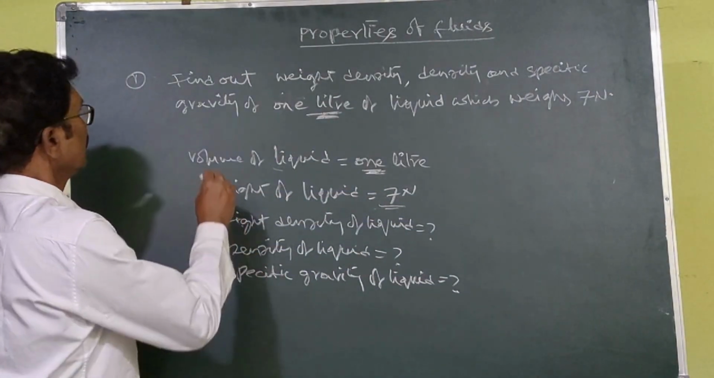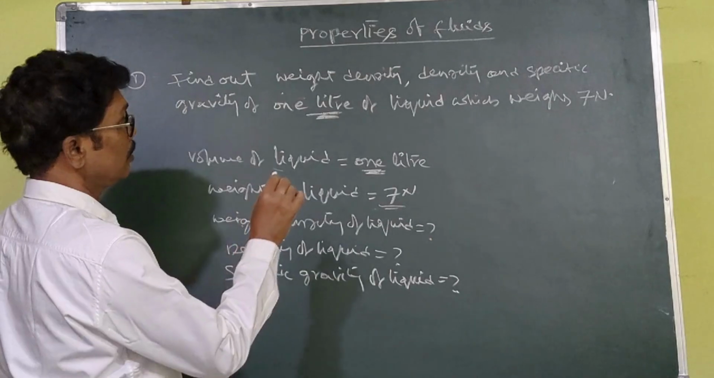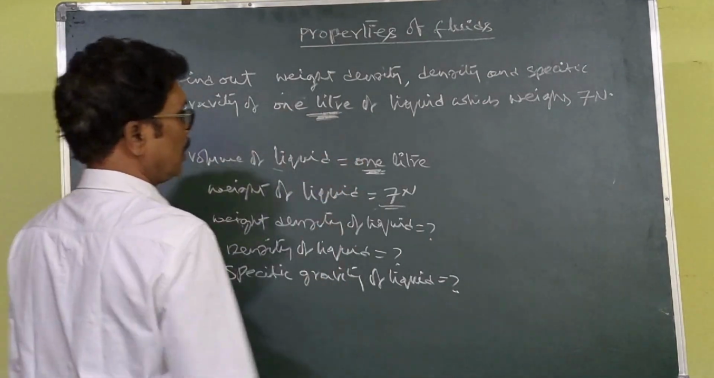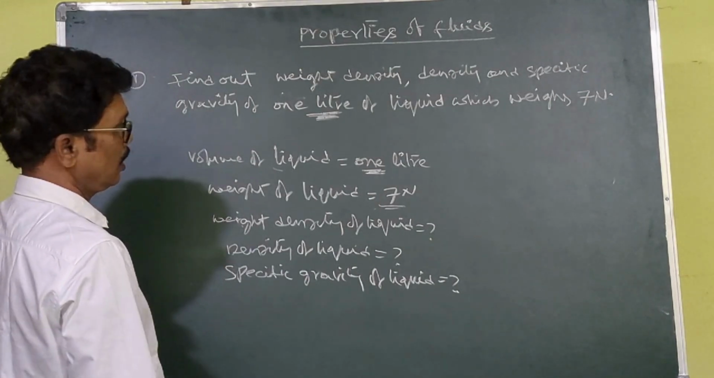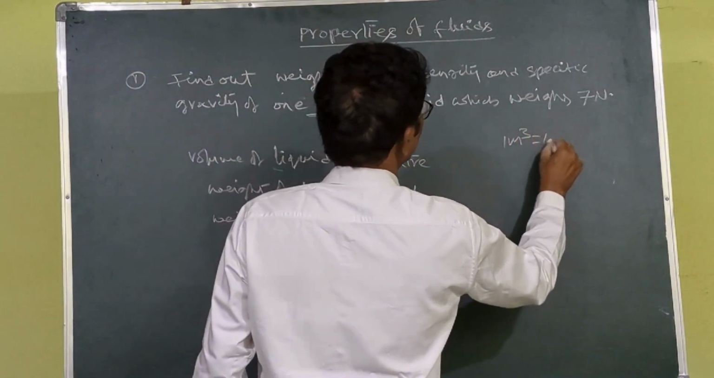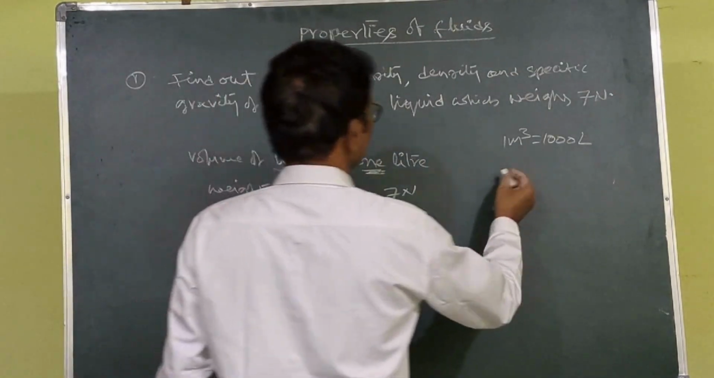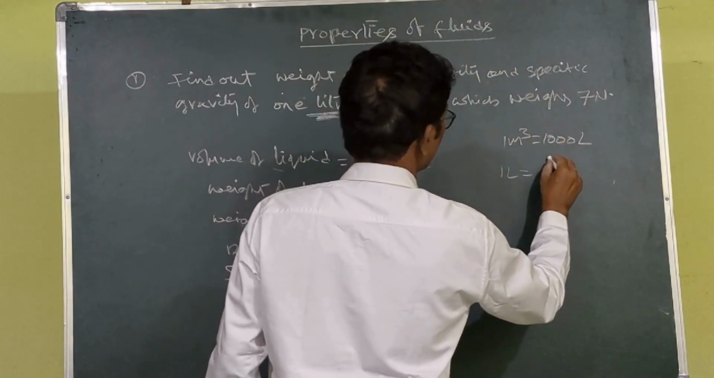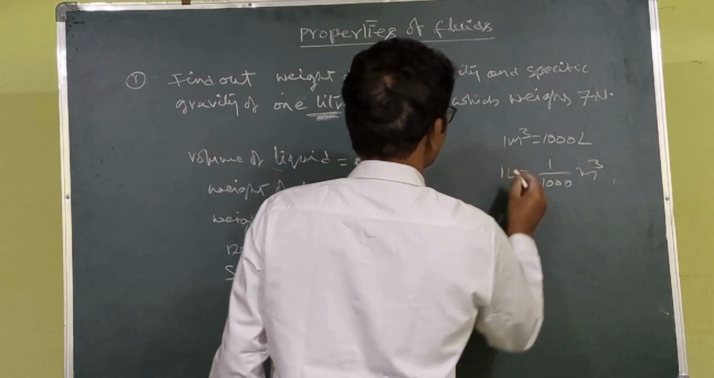Coming to this problem, find out weight density and specific gravity of 1 liter of liquid which weighs 7 newtons. In this problem he has given volume. Please understand that I have already explained relations between volume in meter cube and liters. So 1 meter cube equal to 1000 liters. From this we can understand 1 liter equal to 1 divided by 1000 meter cube. I have already explained.